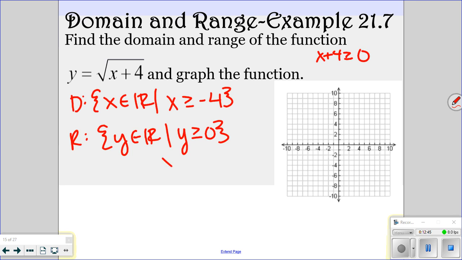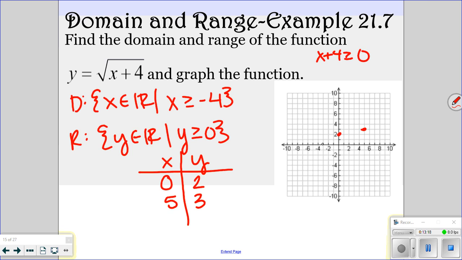And now we have to graph it. So if I plug in 0, 0 plus 4, square root of 4 is 2. So I get 0, 2. If I plug in 1, that doesn't really help because that's going to be the square root of 5. If I plug in 2, square root of 6, 3, square root of 7, 4 would be the square root of 8, 5. I can plug in 5, and that would be the square root of 9, which is 3. So there are 2 points.